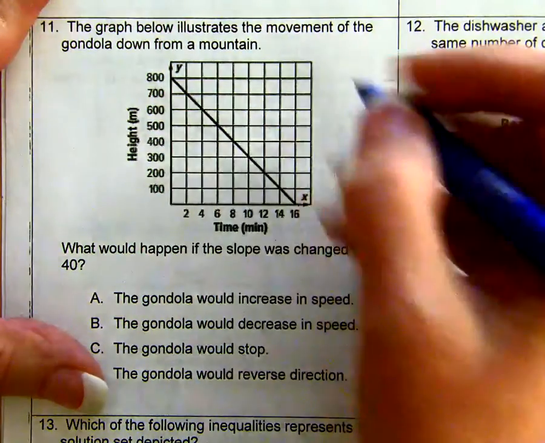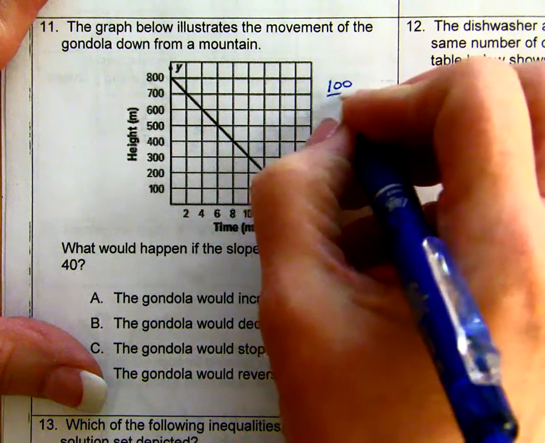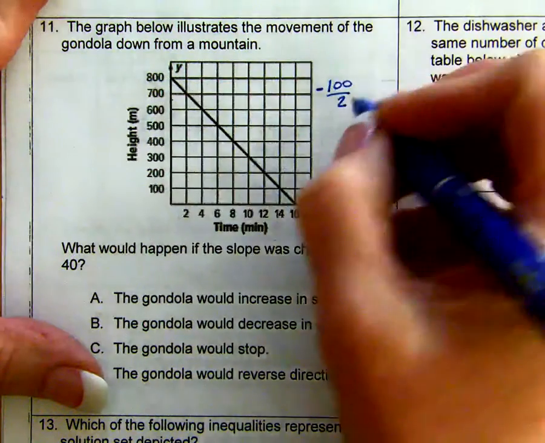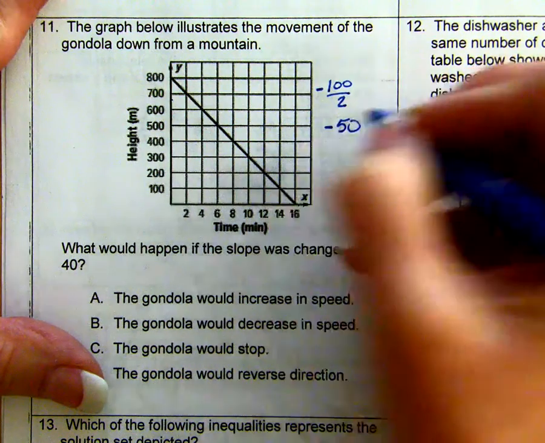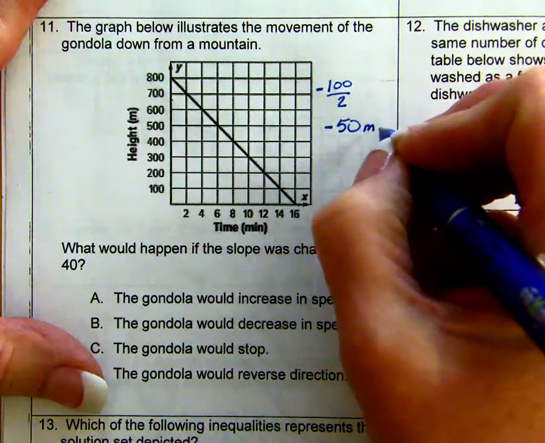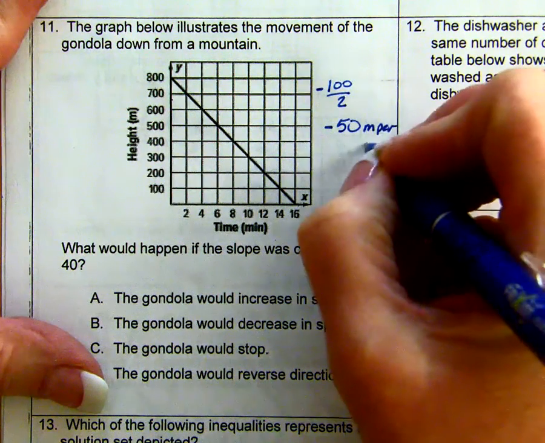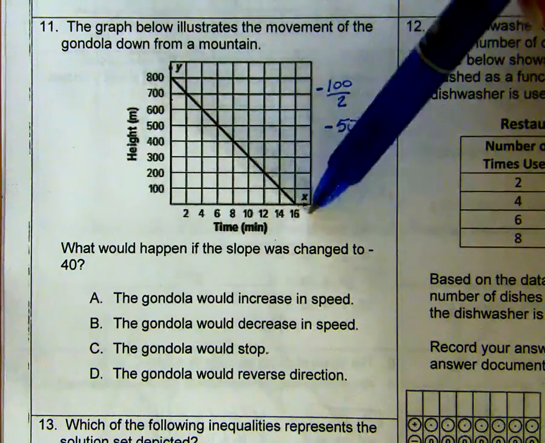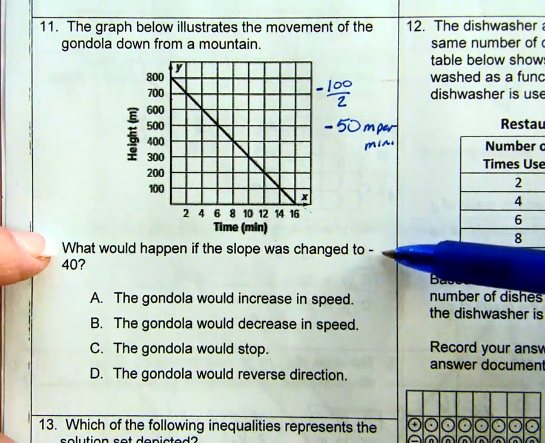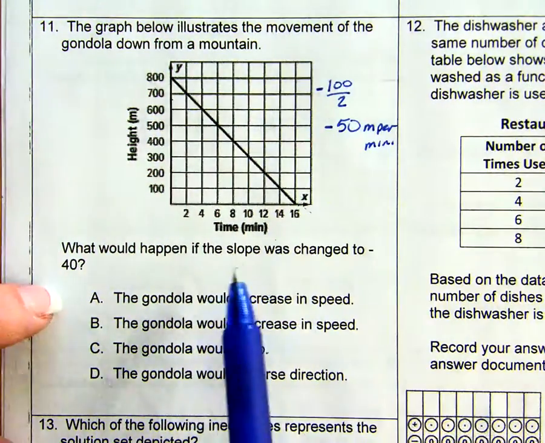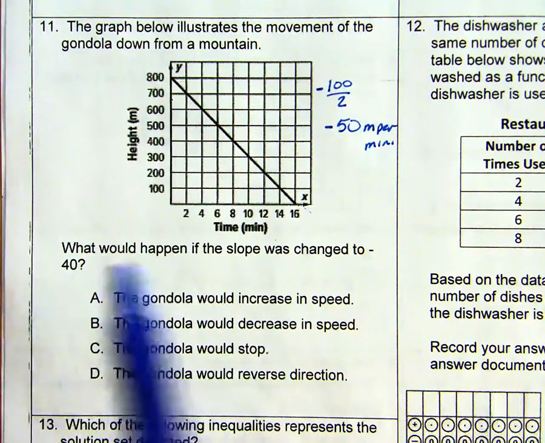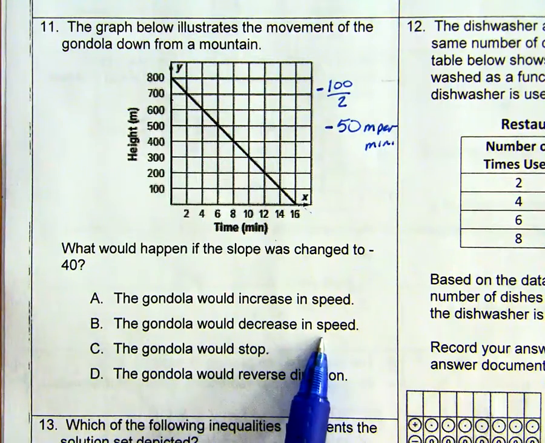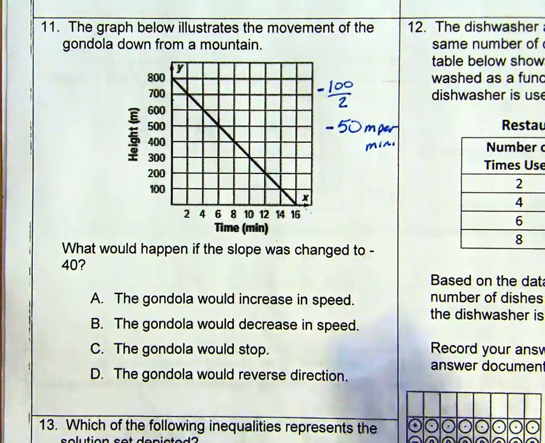100 over 2. So our current slope of 100 over 2 is really, and that's a negative slope because we're going down 100 each time, is really negative 50, and this would be meters per minute. So right now we're coming down at 50 meters per minute. They want to know what would happen to the slope if it was changed to negative 40 meters per minute. Would it increase in speed, decrease in speed, stop, or reverse direction?